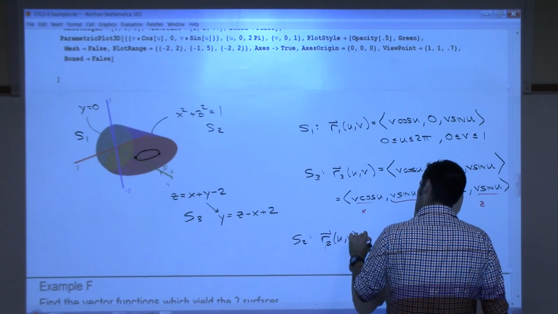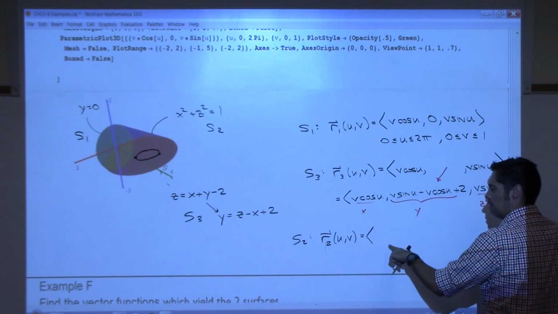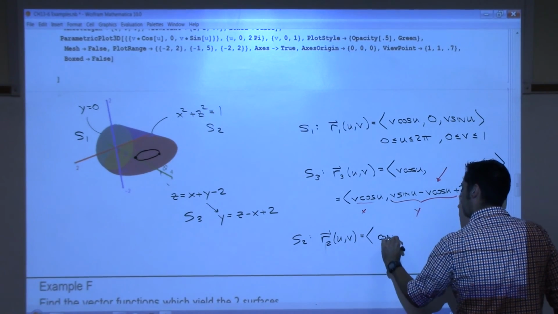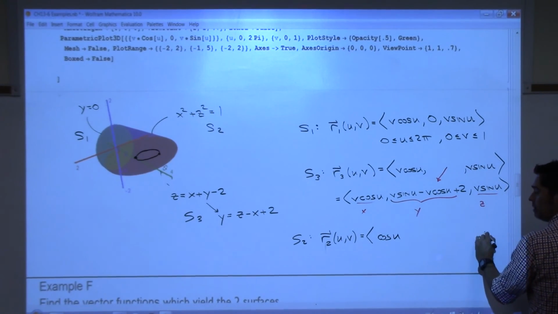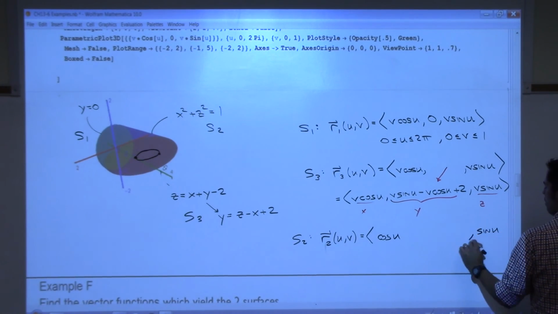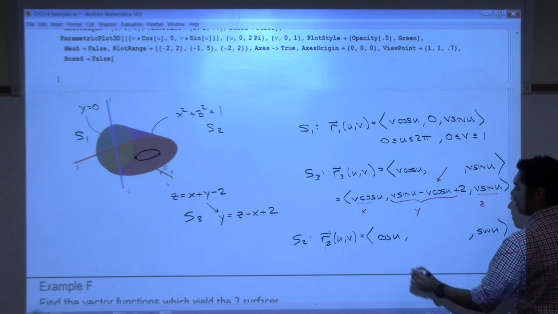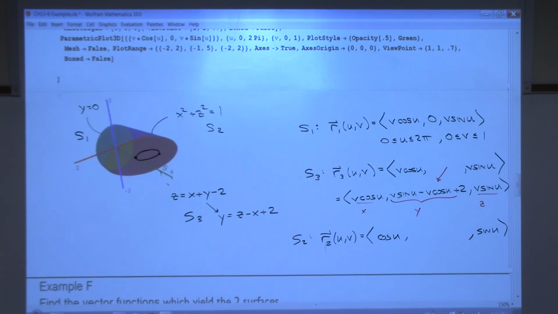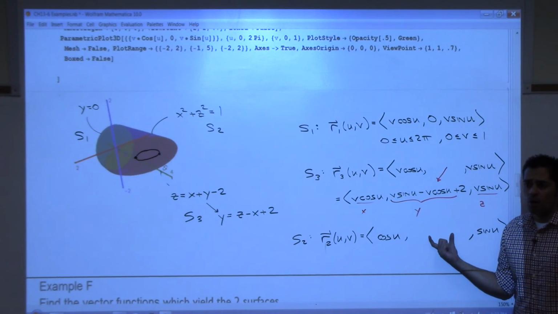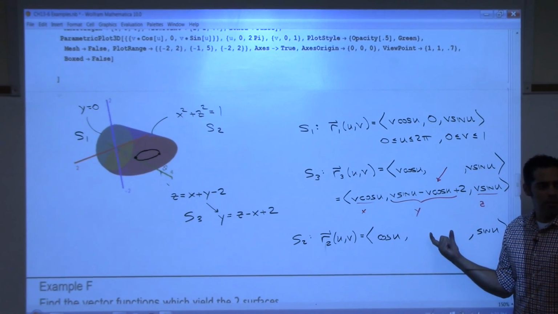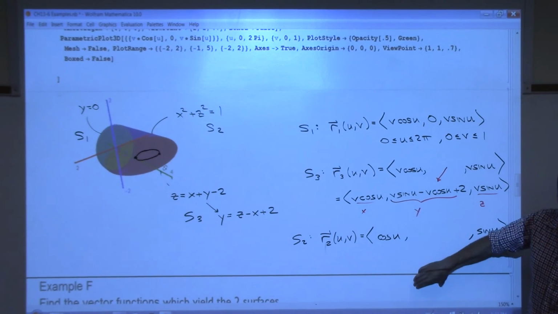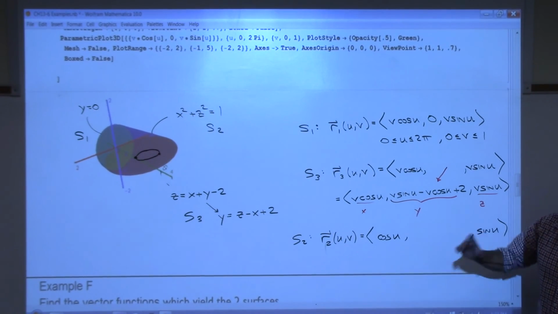So what are you suggesting? Cosine u, the z being sine u. This is the hardest part right here. Can you do v and set the 0 to the equation? Exactly, perfect. That's the way we do it. We don't try and control our y coordinate in here. We want to control our y coordinate in the inequality restriction. Now here's why.